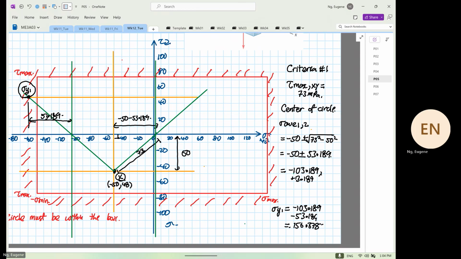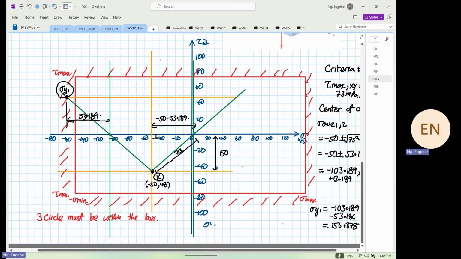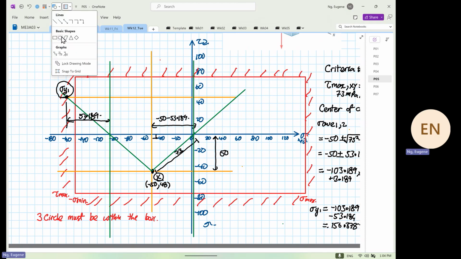0.378. Okay. So from here we can construct a circle. Okay, I'm going to draw a circle. I'm going to sketch a circle.